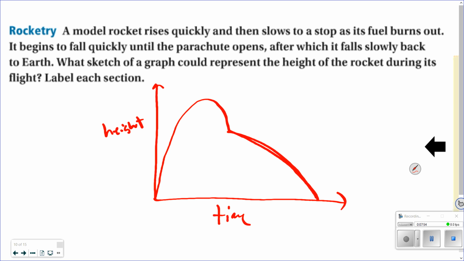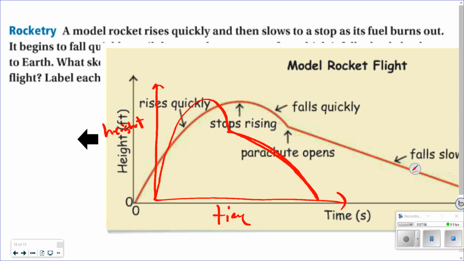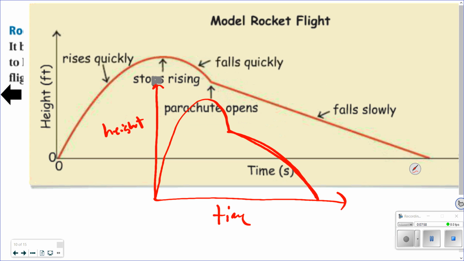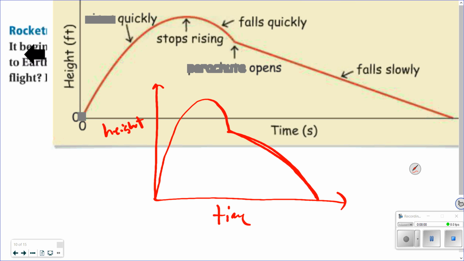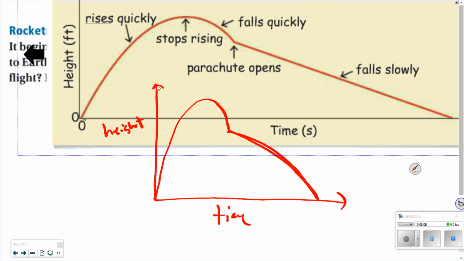This is the one that was pre-made on the slide here. That's not exactly the same as mine, but you can look at the different parts. It's rising quickly up here at the top. It stops, and now it's starting back down, starting to fall quickly. Parachute opens, and now it's falling slowly back down to Earth. But that's what we're practicing.